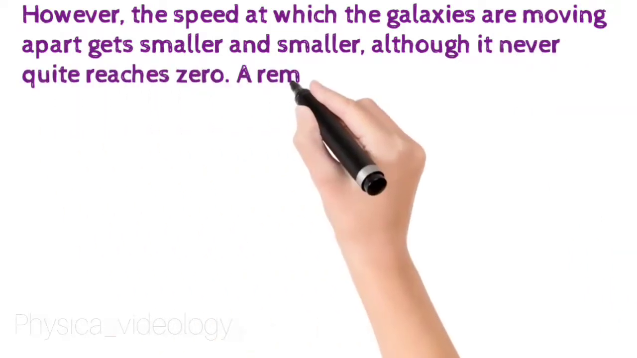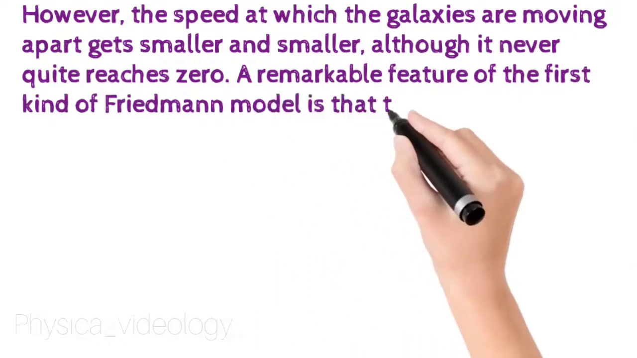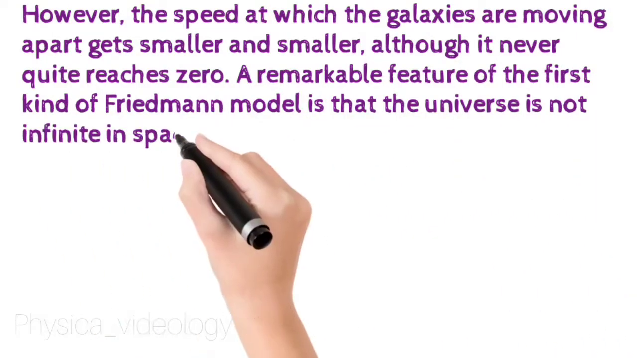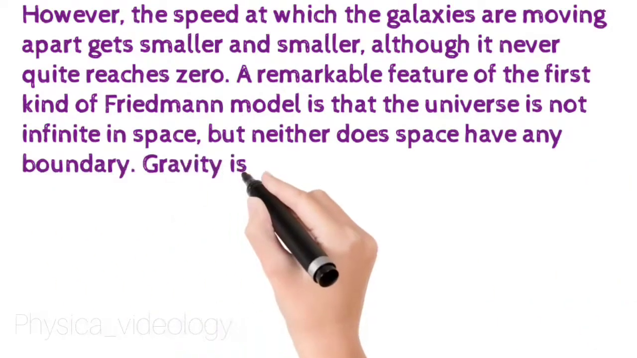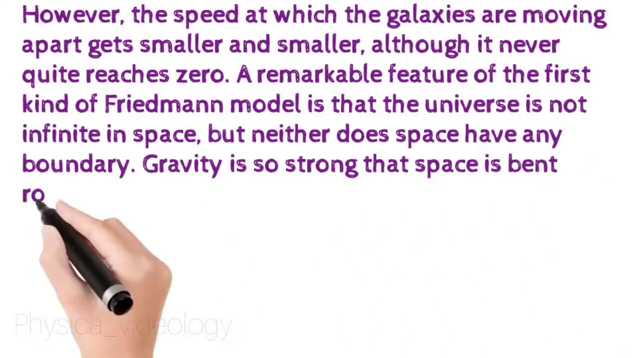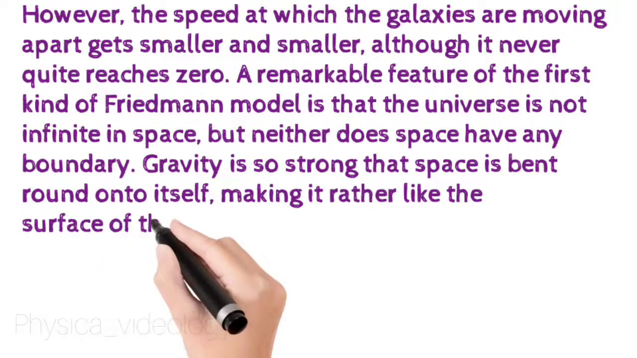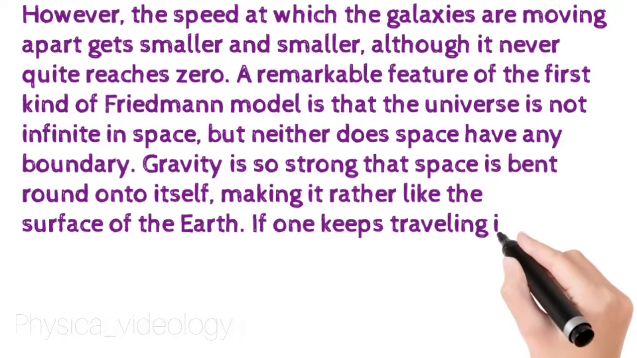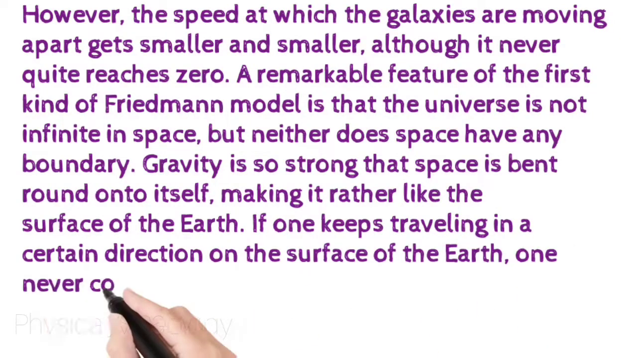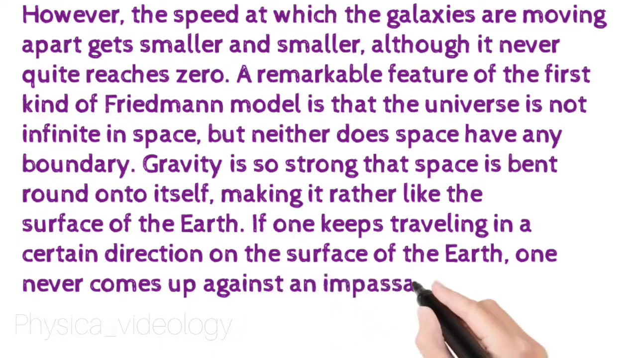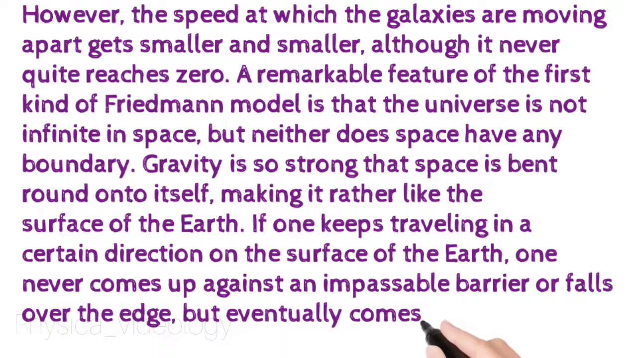A remarkable feature of the first kind of Friedmann model is that the universe is not infinite in space, but neither does space have any boundary. Gravity is so strong that space is bent round onto itself, making it rather like the surface of the Earth. If one keeps traveling in a certain direction on the surface of the Earth, one never comes up against an impassable barrier or falls over the edge, but eventually comes back to where one started.